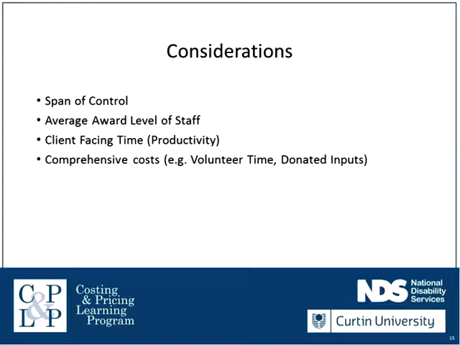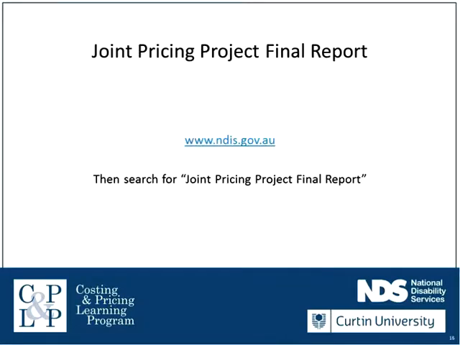Again, comprehensive costs, volunteer time, donated inputs all need to also be taken into consideration. Go back and have a look at the Joint Pricing Project Final Report. It is available at the NDIS website. You need to search for the Joint Pricing Project Final Report in order to be able to download it.